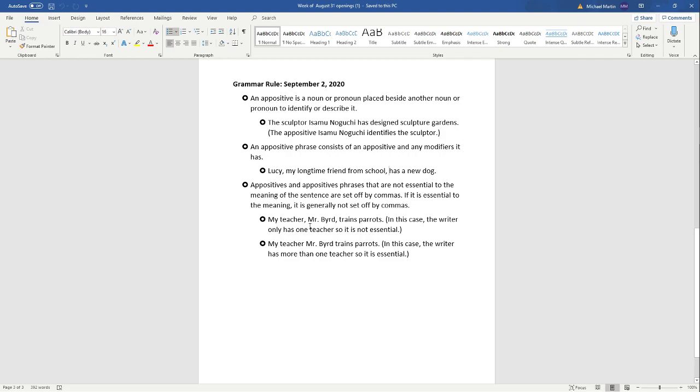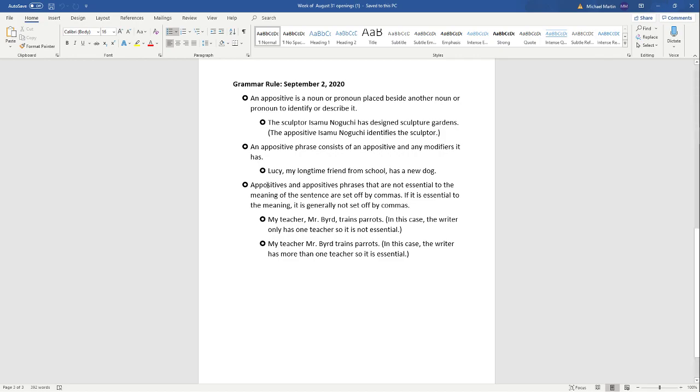However, the second one does not use commas because the appositive is essential to actually understanding the sentence. In my teacher Mr. Bird trains parrots, if you had more than one teacher, you need to specify which teacher it is.